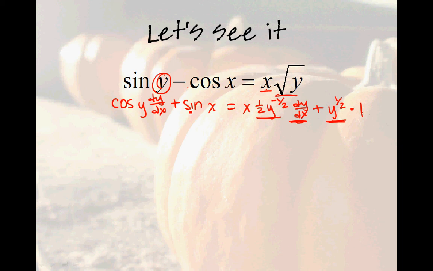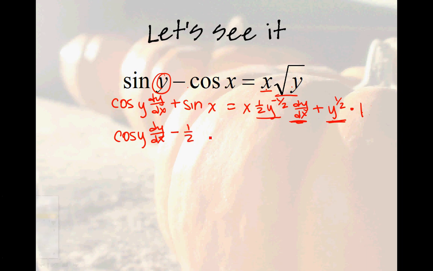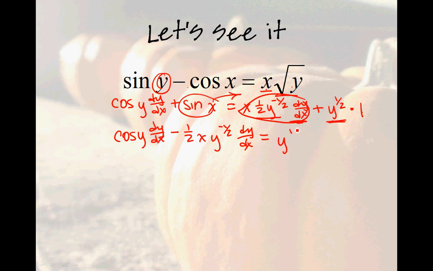So we can now simplify this. I'm going to put all the dy dx's on the same side. So we have cosine y dy dx minus, or let me go ahead and write, 1/2 x, so minus 1/2 x y to the negative 1/2 dy dx. So I just subtracted both sides to move this guy over there. And then I'm going to do the same thing, move the sine to that side. So we have y to the 1/2 minus sine x. It's okay that this y stays here with the x.